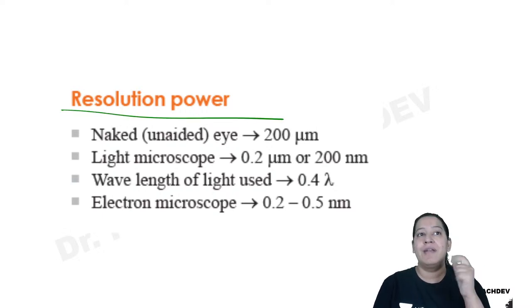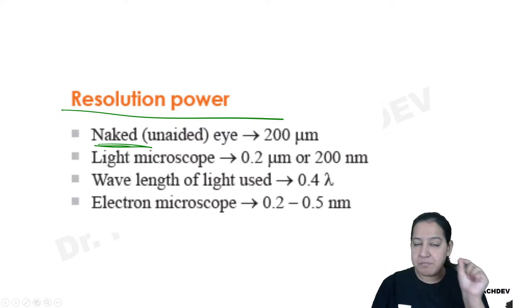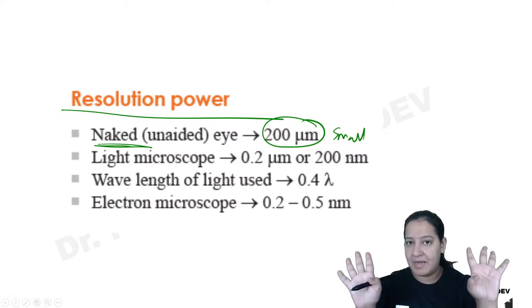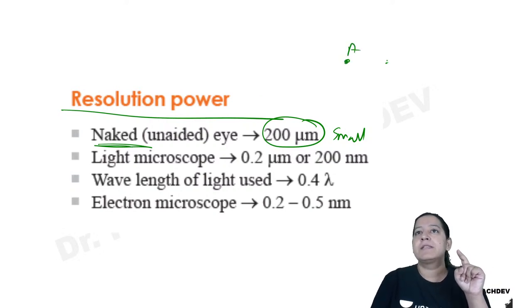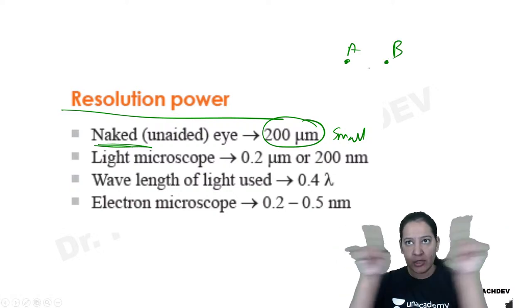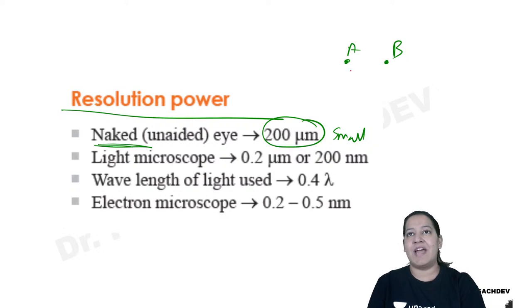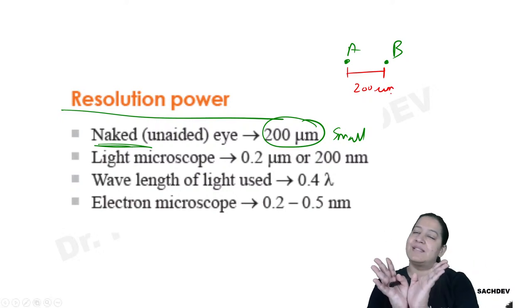Resolution power. Naked eye, unaided. If I don't use anything, the smallest thing my eye can see is 200 micrometer. Isse small, I cannot see. It will be invisible. So that is the resolution power. You know the meaning of resolution power. This is point A. This is point B. Can you see the two points separately? Yes, of course you all can see because I can see. So the minimum distance between the two points should be 200 micrometer so that we can see them separately.